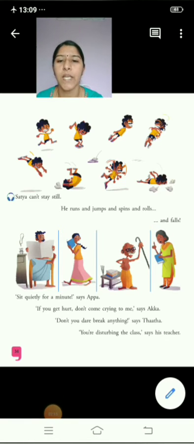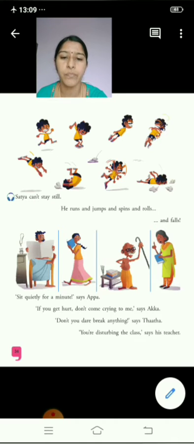Yes, the first line. Satya can't stay still. He runs and jumps and spins and rolls and falls. Sit quietly for a minute, says Appa. If you get hurt, don't come crying to me, says Akka. Don't you dare break anything, says Tata. You're disturbing the class, says his teacher.